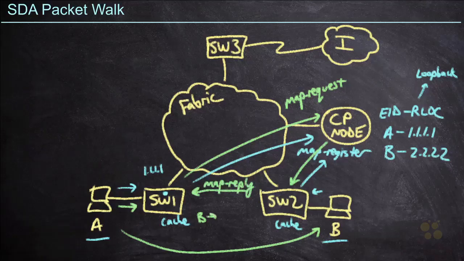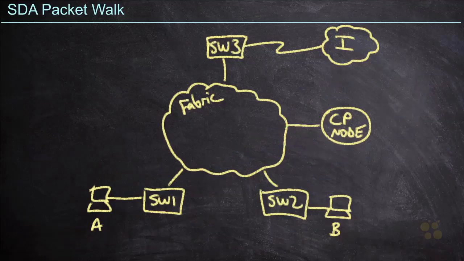B is attached to 2.2.2.2. And so I will add that to my local cache so I don't have to check in with the control plane node next time I'm sending traffic to 2.2.2.2. So let's go and clean up our drawing here and remember that switch 1 has a tunnel connection to switch 2. And so it knows that it needs to send the traffic from host A out that tunnel interface.